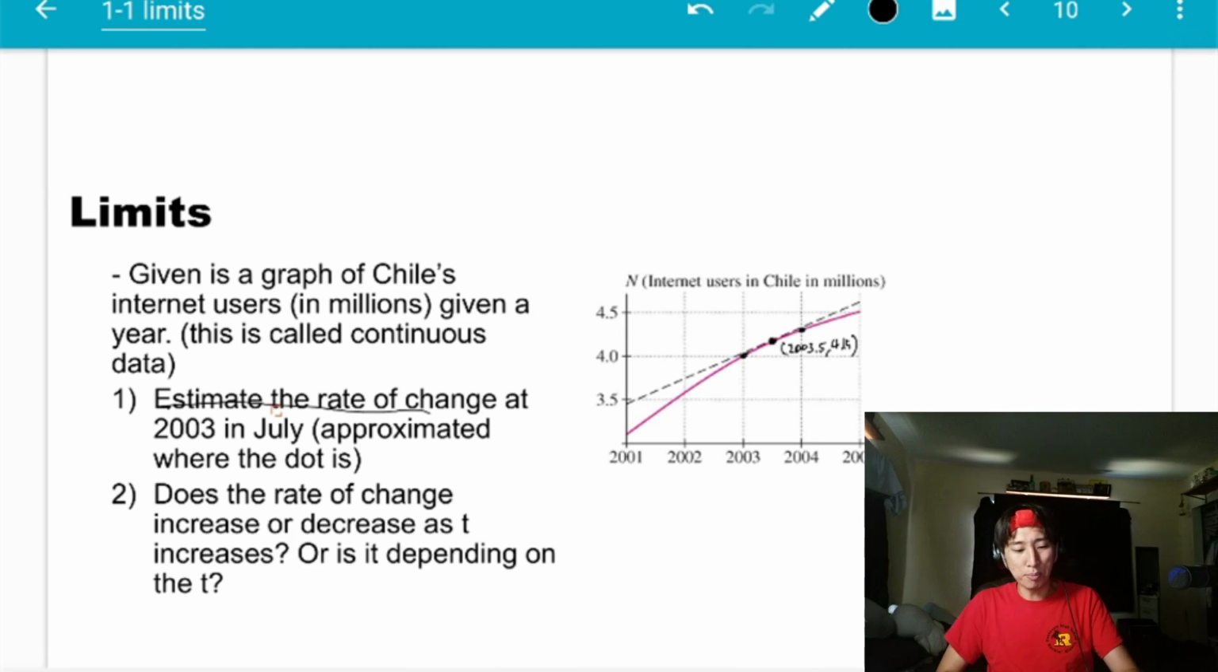Sometimes it's going to be as simple as doing rise over run and just finding 2 points. Sometimes it's a lot more fun.